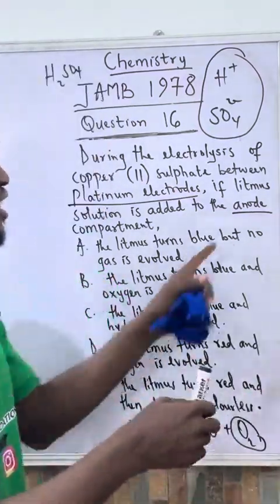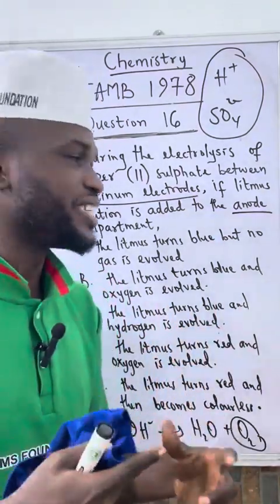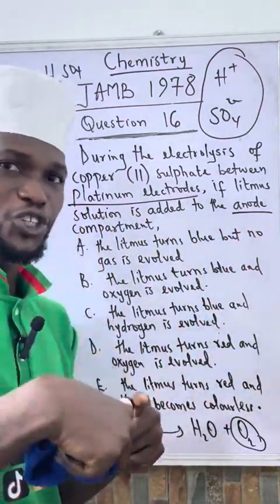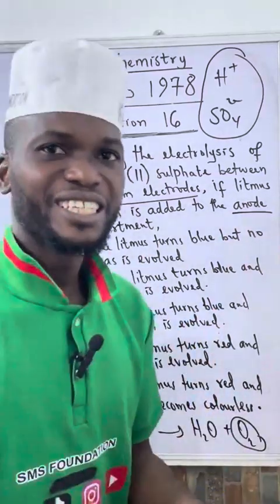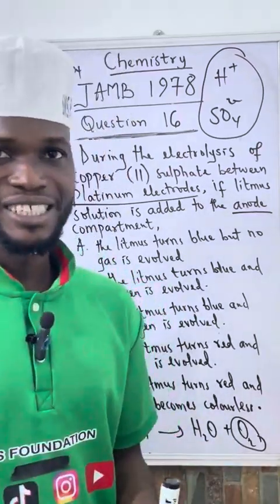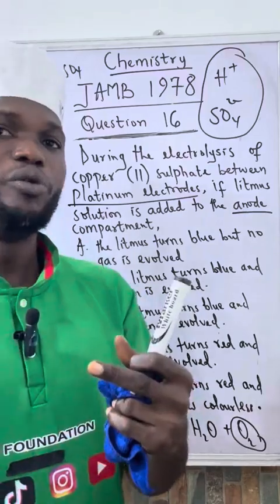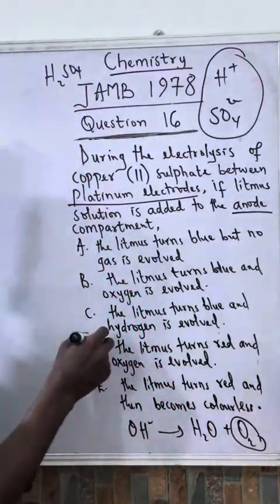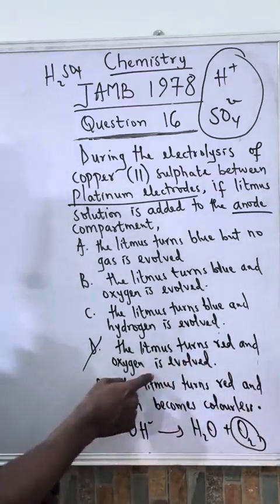Because the solution is more acidic over there, if we add litmus solution into that part, the litmus will turn from blue to red. That's one of the ways of testing for the presence of acid, or that's one of the properties of acid: they turn blue litmus paper red. So the correct answer to this is option D. That is, the litmus turns red and oxygen is evolved.